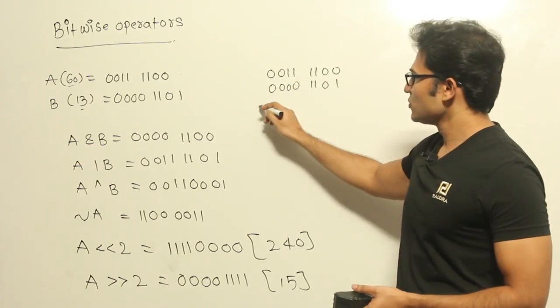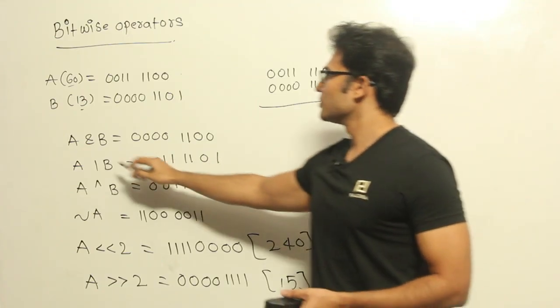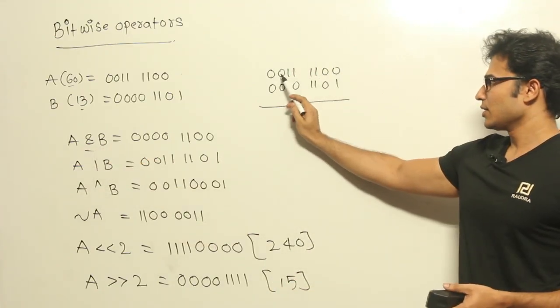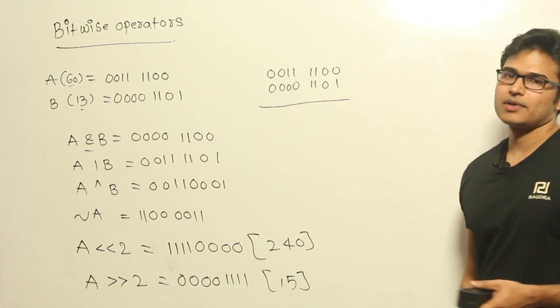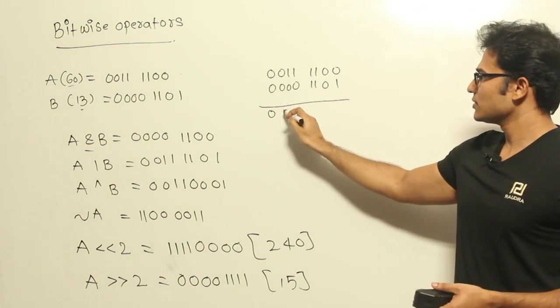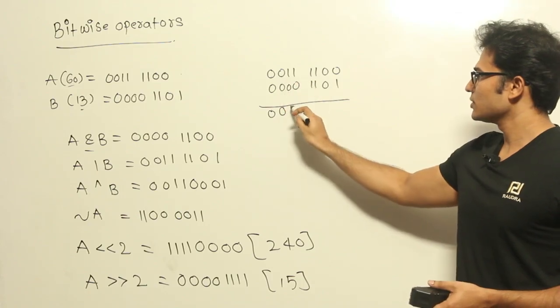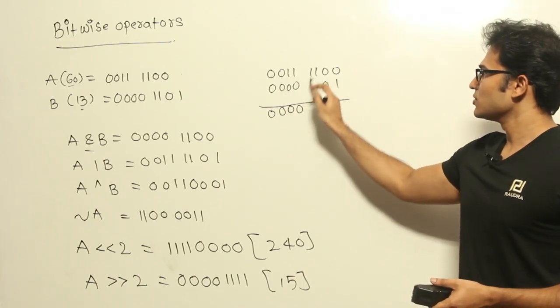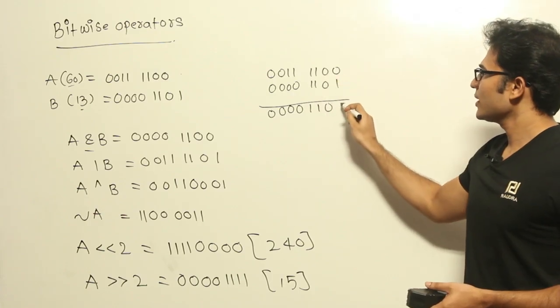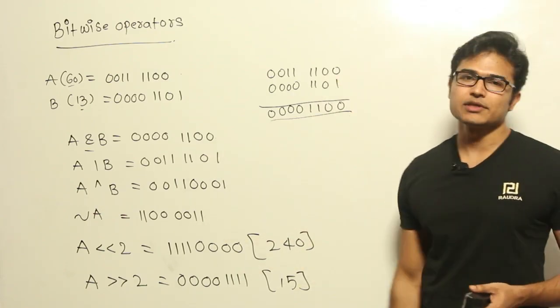Now if I use the bitwise AND operation, what happens is, bitwise we take every 2 bits and apply AND. So what will happen here? 0 and 0 is 0, 0 and 0 is 0, 1 and 0 is 0, 1 and 0 is 0, 1 and 1 is 1, 1 and 1 is 1, 0 and 0 is 0. So this is what you are going to see here.